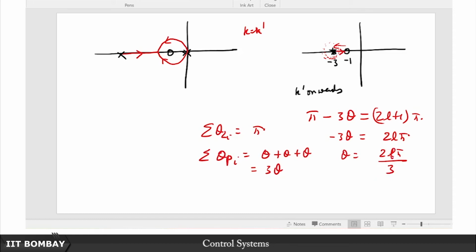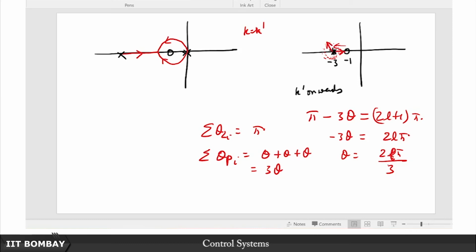So what is that going to give me? Of course, I know that one direction of departure is this, so that is for l equal to 0, it is 0 degrees. For l equal to 1, it is 2 pi by 3, so that is 120 degrees.